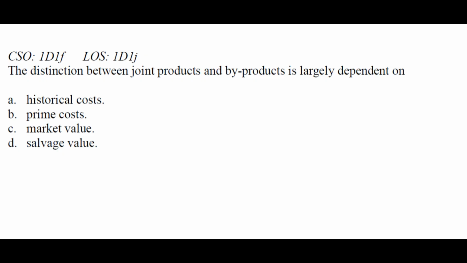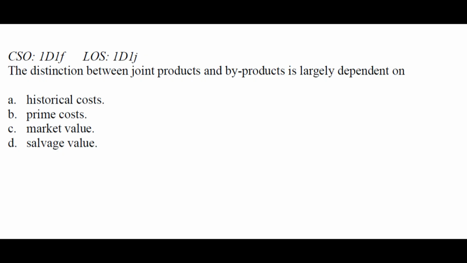Byproducts are secondary or incidental outputs. They have relatively low sales value compared to joint products and are not the primary focus of production. The key issue is how accountants distinguish between the two.